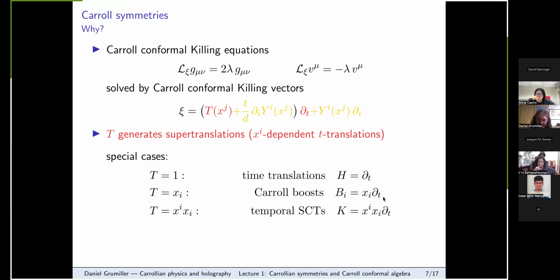So those generators you would be familiar with. Well, not exactly in this form because boosts have an additional term in the Lorentzian case, but at least the existence of these generators you should be familiar with from standard Lorentzian CFTs. But there's of course more. You can have arbitrary polynomials, or even, if you allow them, non-polynomial functions as generators of supertranslations.